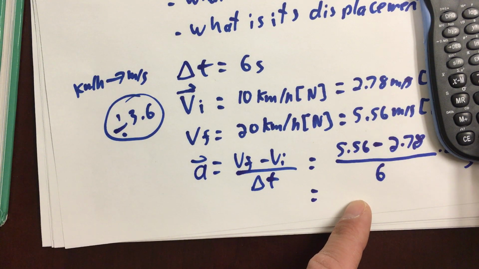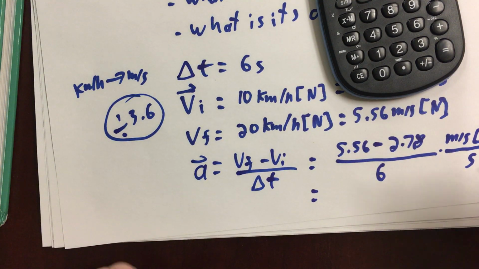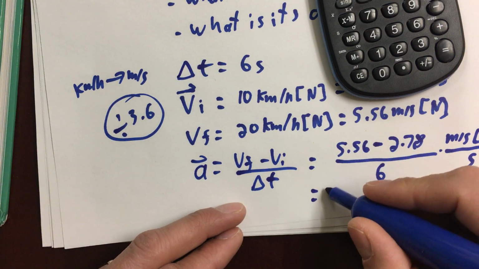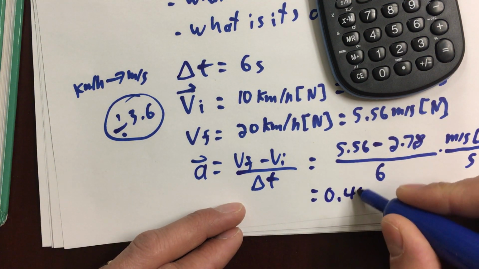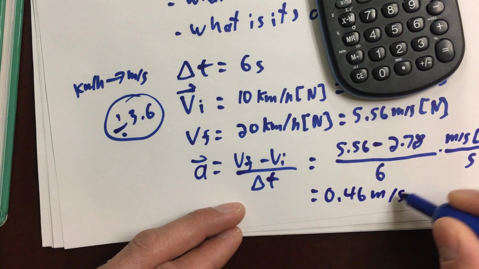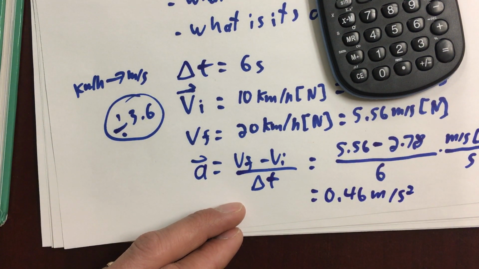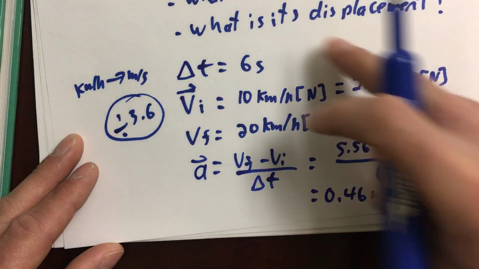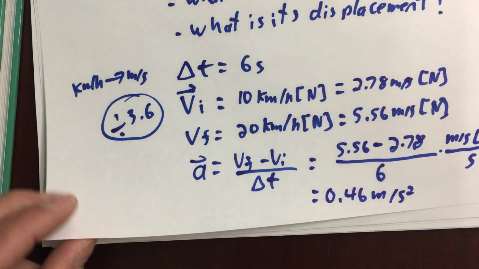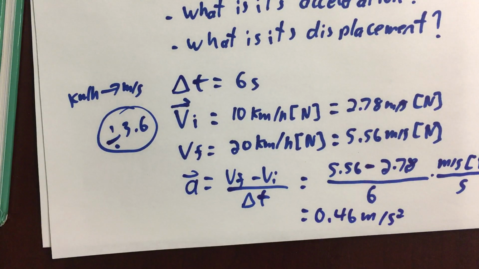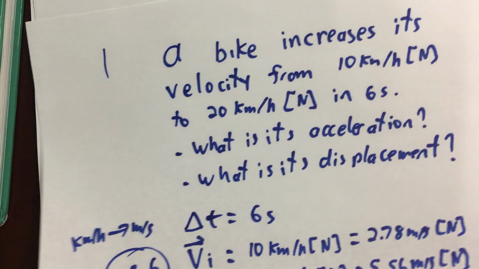And this is going to be 5.56 minus 2.78. Remember, hit equals first. And then divide that by 6. And that's going to give me 0.46. So my acceleration is 0.46 meters per second squared. What is its displacement? So how far and in what direction did the bike travel in that time?